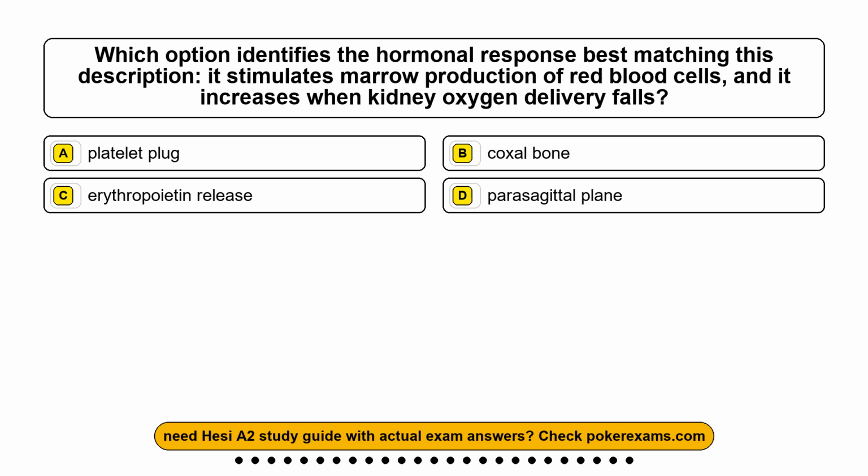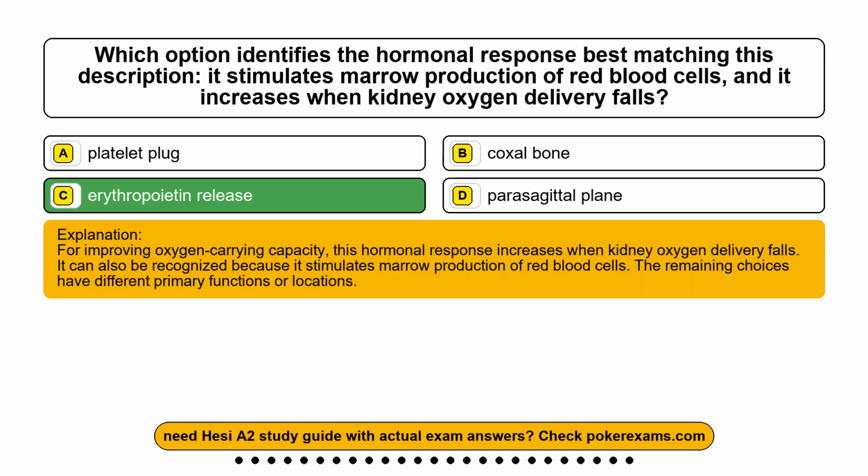Question 19. Which option identifies the hormonal response best matching this description? It stimulates marrow production of red blood cells, and it increases when kidney oxygen delivery falls. Option A, platelet plug. Option B, coxal bone. Option C, erythropoietin release. Option D, parasagittal plane. The correct answer is option C, erythropoietin release.